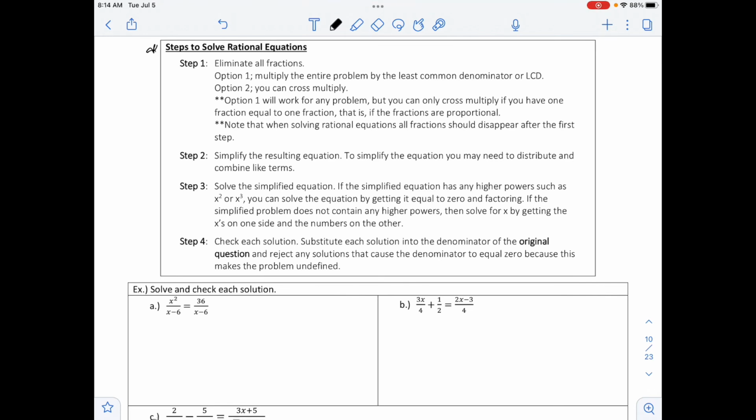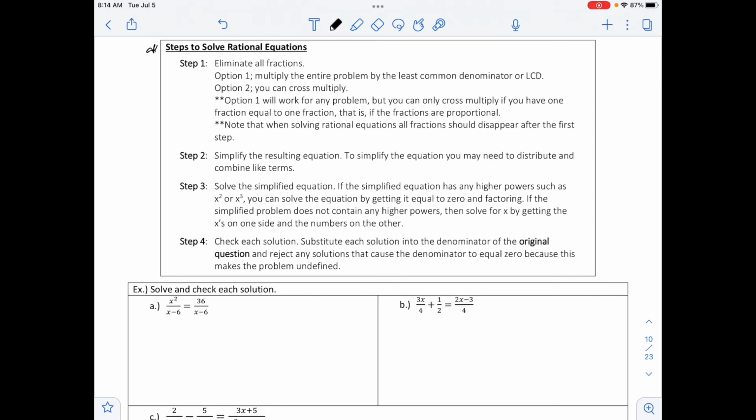Option 1 will work for any problem, but you can only cross multiply if you have one fraction equal to one fraction. That is, if the fractions are proportional. It says, note that when solving rational equations, all fractions should disappear after the first step. From there, you're going to do step 2, which says to simplify the resulting equation. So you might need to distribute and combine like terms.